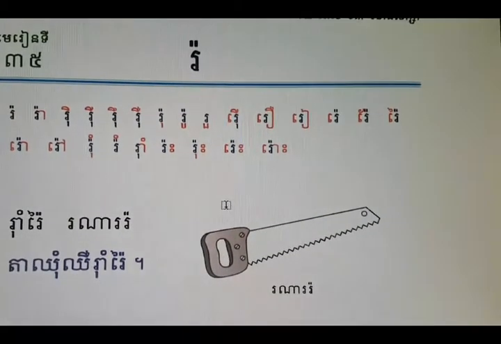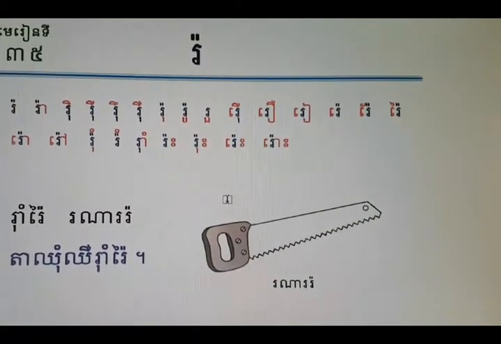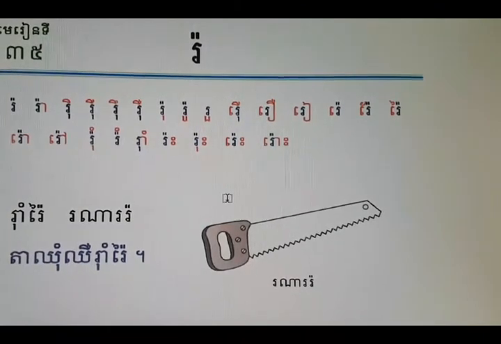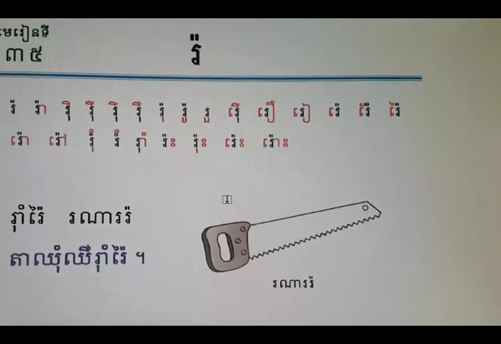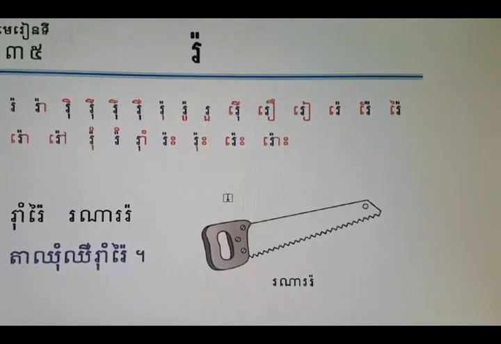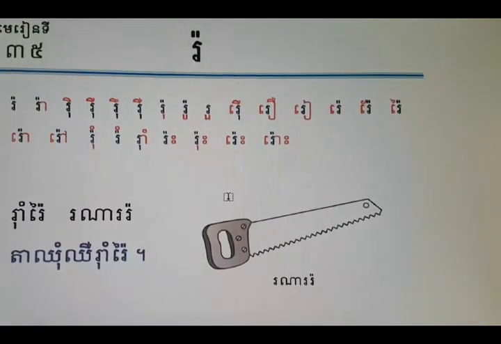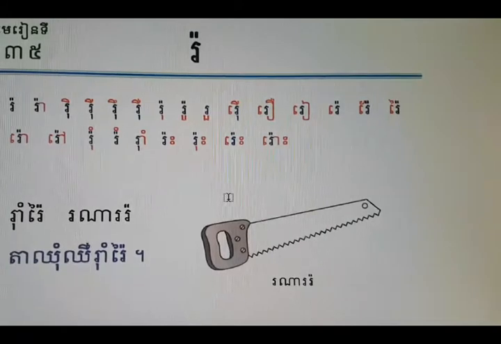Here we continue from our reading. So this is lesson 15. We're going to practice more reading Khmer alphabets and vowels. To continue from lesson 14, we are going to learn lesson 15.